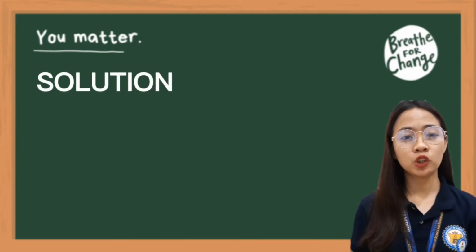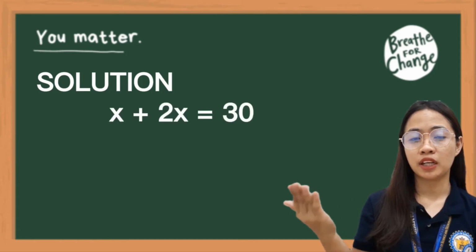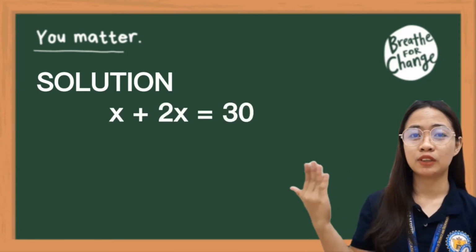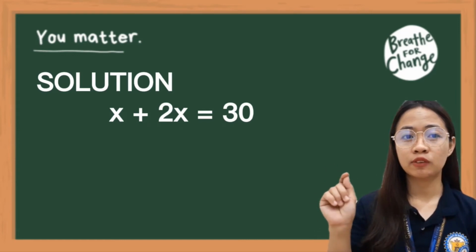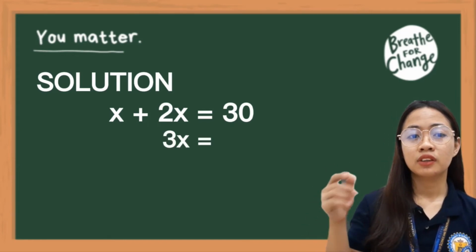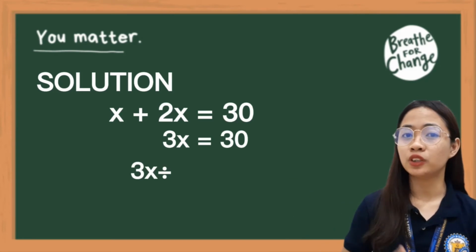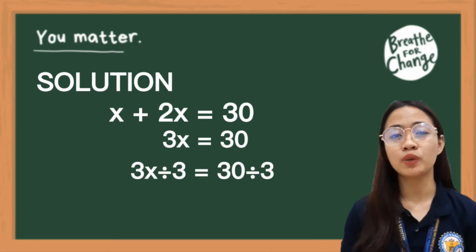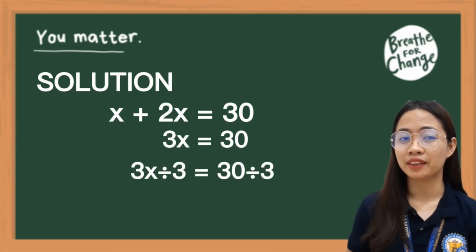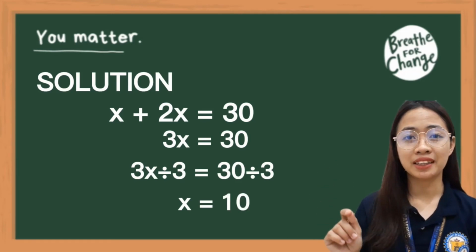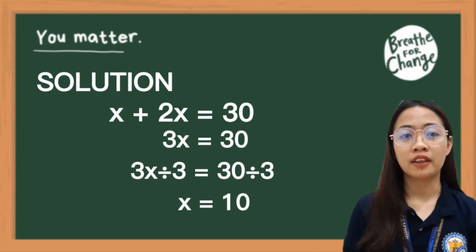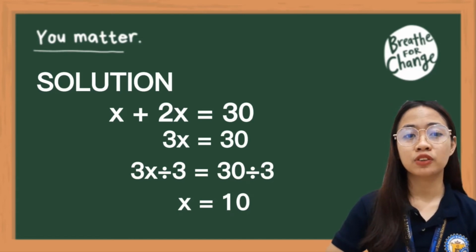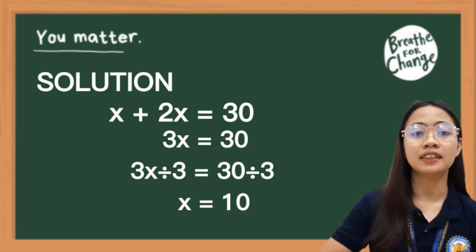So our solution, we're going to write first the equation x plus 2x is equal to 30. So x plus 2x is equal to 3x. So 3x is equal to 30. Using the division property of equality, we're going to divide both sides by 3. So 3x divided by 3 is equal to x. 30 divided by 3 is equal to 10. Therefore, x is equal to 10 and 10 is Selena's age.